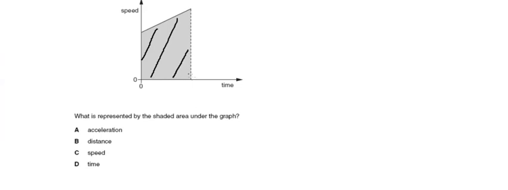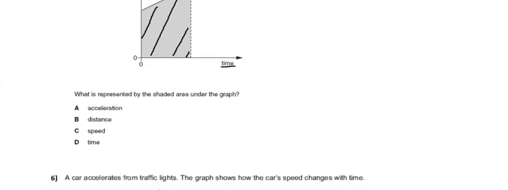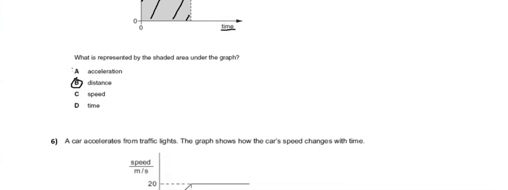Because the area is nothing but given by the speed multiplied by time, and we had just seen in question number 1 that the speed multiplied by time is nothing but the distance. So the area is representing the distance. Options A, C and D, all these are the acceleration, speed and time. These are not the correct answer.